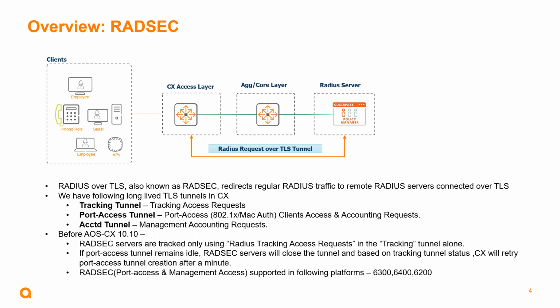From our switch side, we will try to establish the port access tunnel again after a waiting interval of 1 minute. After 1 minute, the port access tunnel will get established again. But during that 1 minute, there will not be any port access tunnel in our switches. So during that time, if any new client tries to onboard, those clients' port access requests will not be triggered and they may remain in an unauthenticated state because of server unreachability. This is one of the requirements why we had to enhance our RADSEC feature for cloud authentication. RADSEC with port access and management access is supported on the following platforms before the 10.10 release: 6300, 6400, and 6200.